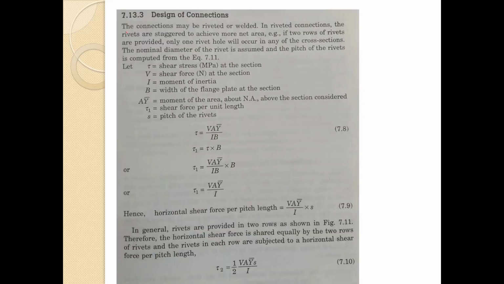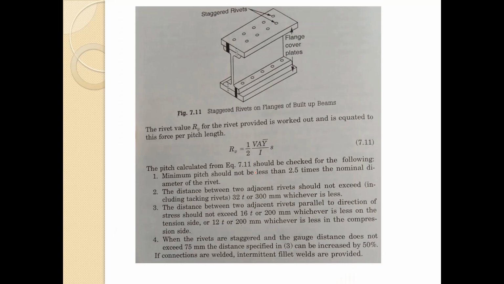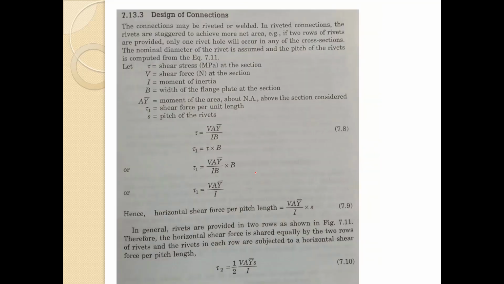The design of connections. The connections may be riveted or welded. In riveted connections, the rivets are staggered to achieve more net area, as we have seen earlier. That is, two rows of rivets are provided, and only one rivet hole will occur at any cross section. The nominal diameter of the rivet is assumed, and the pitch of the rivet is computed by using the equation, that is this 7.11.